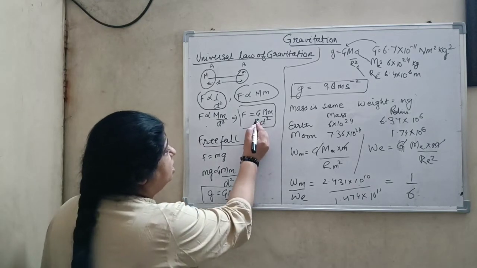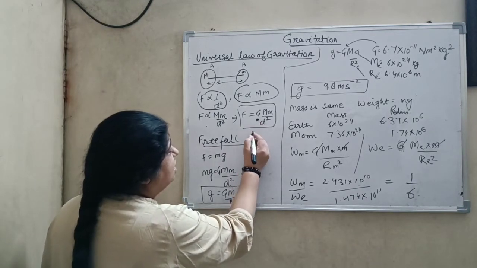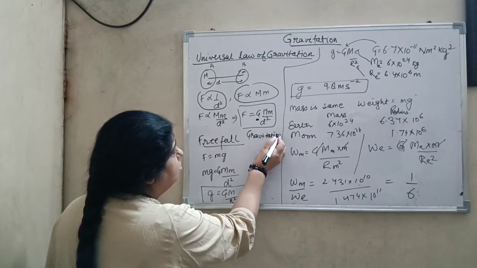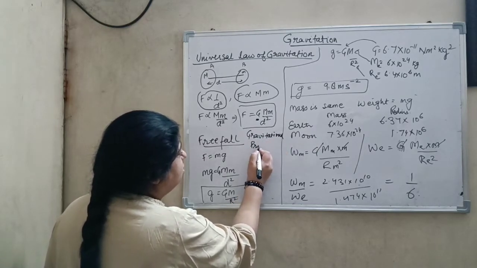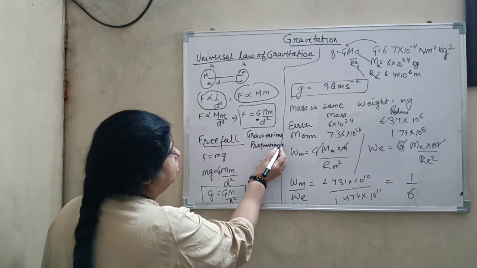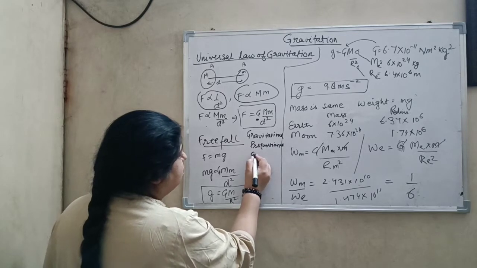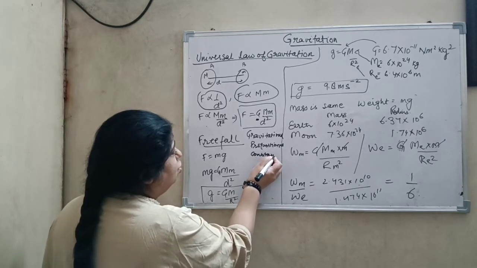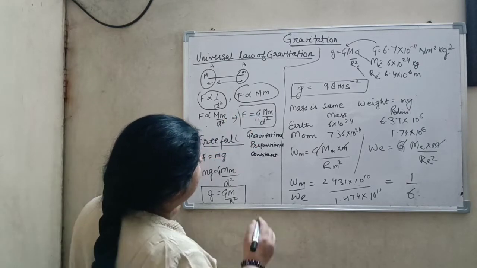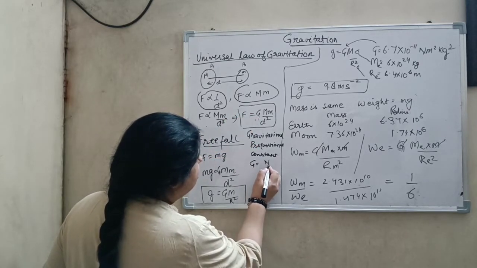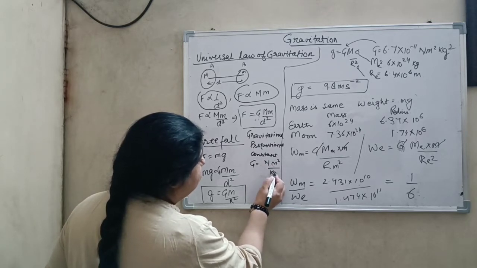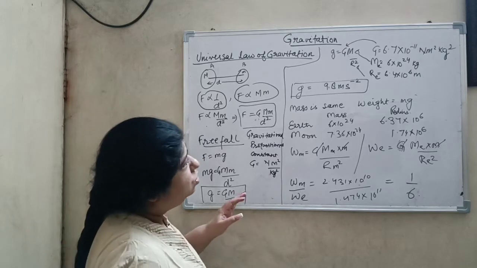Now G is the gravitational proportion constant, the proportional constant. So you can see that the unit of G will be Newton meter square upon kilogram square. Understood, all of you?